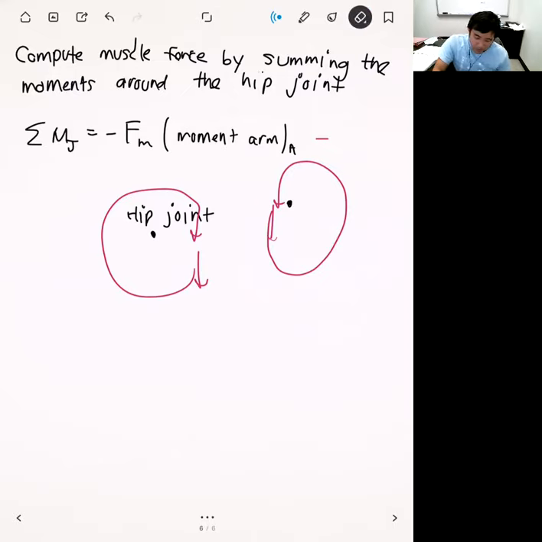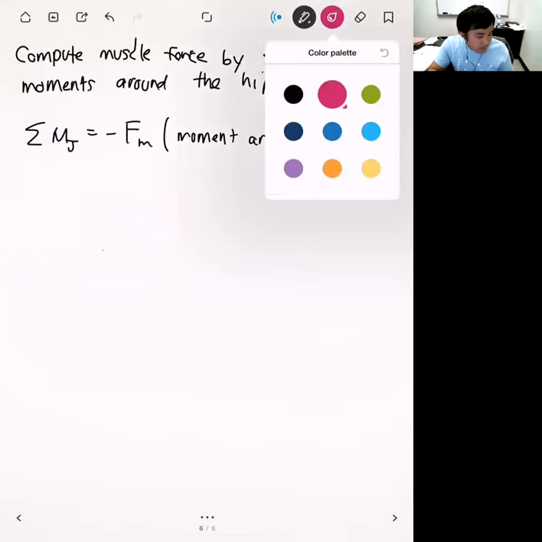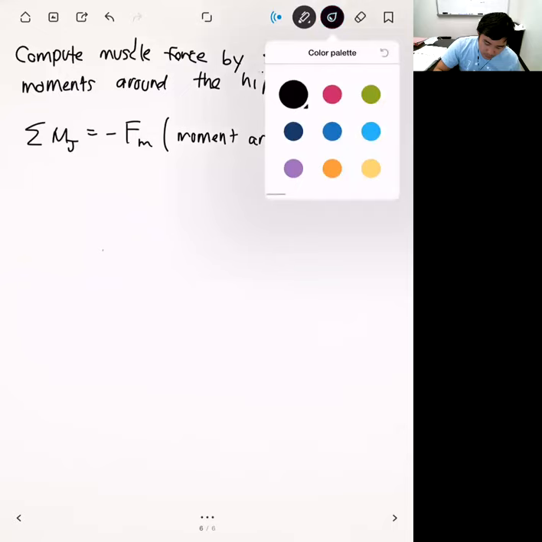But for this particular case, we're actually going to have a negative moment, and I'll show you why in a second. In fact, I'll show you a way to set this up so that you're always guaranteed to get the right sign for this.